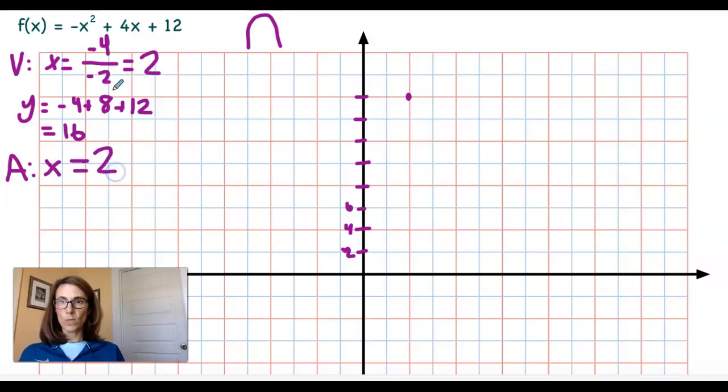Right, and then we want to solve for our y-intercept, and our y-intercept is going to be equal to our c value, which is +12. So don't forget that we're counting up by 2's here: 2, 4, 6, 8, 10, 12. So we're going to plot that there.